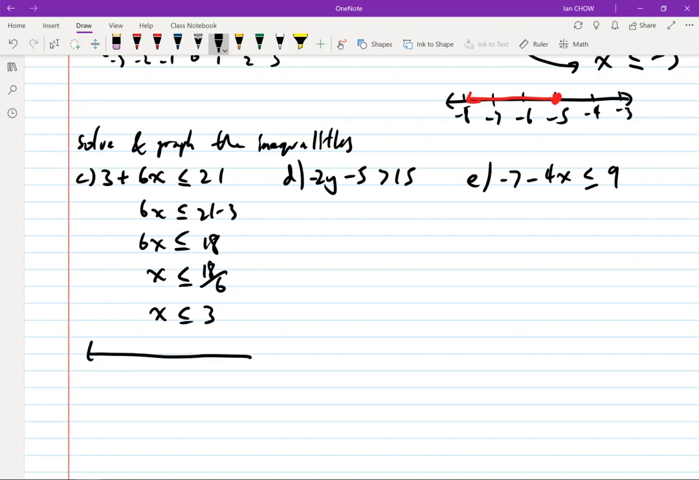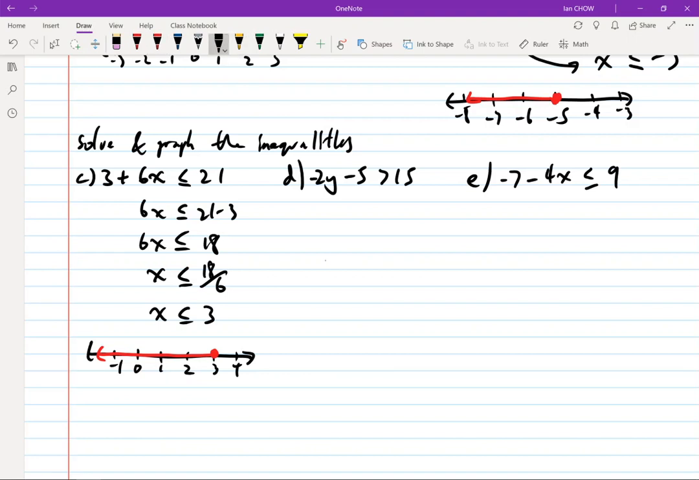And so once we graph this, 0, 1, 2, 3, 4, and we have negative 1 over here. Less than or equal to 3, it's a solid dot on the 3, and then we're going to draw an arrow to the left.